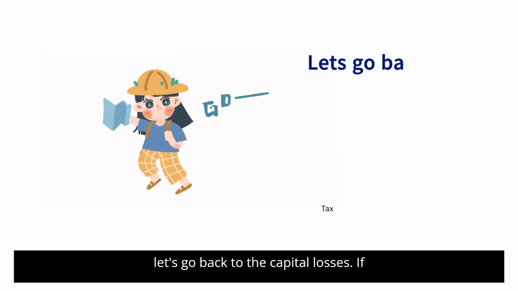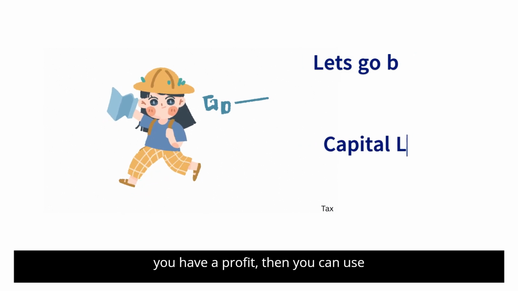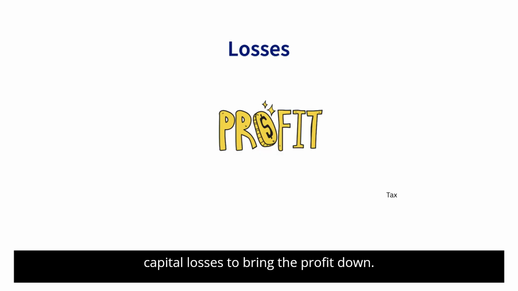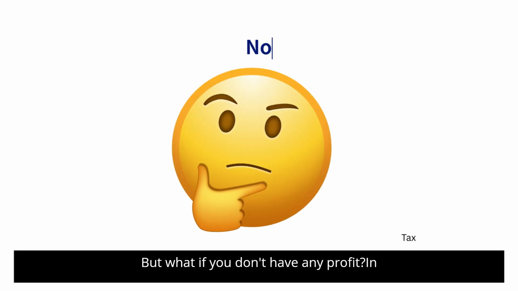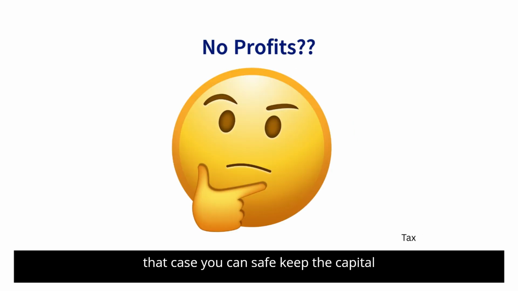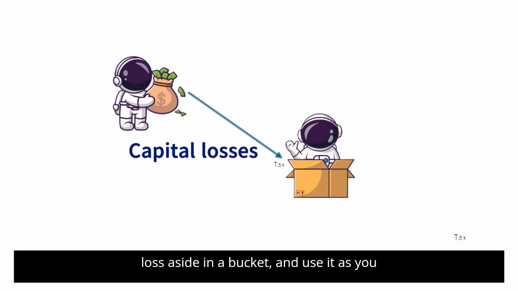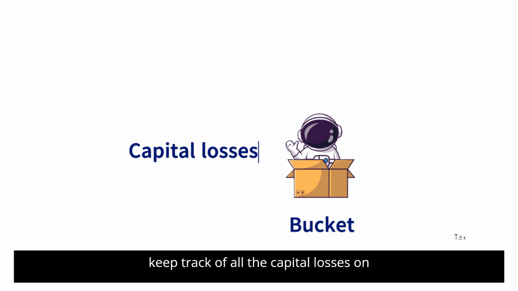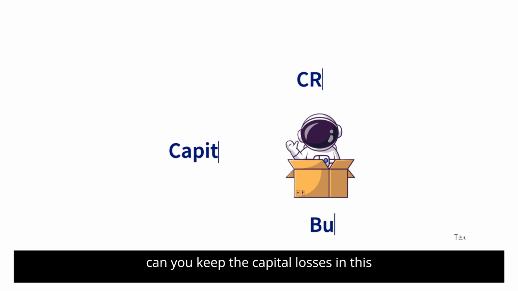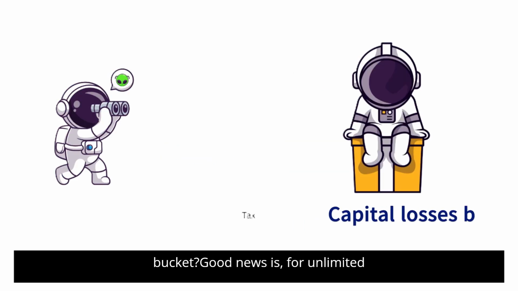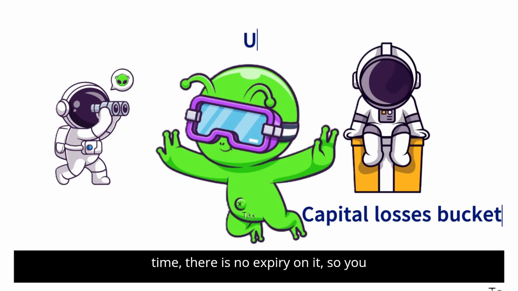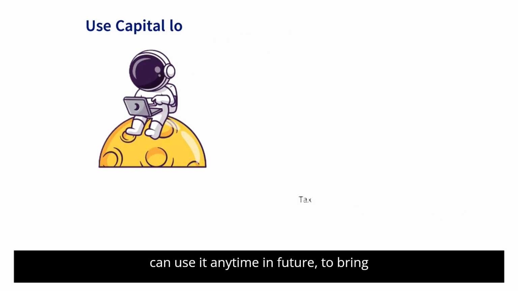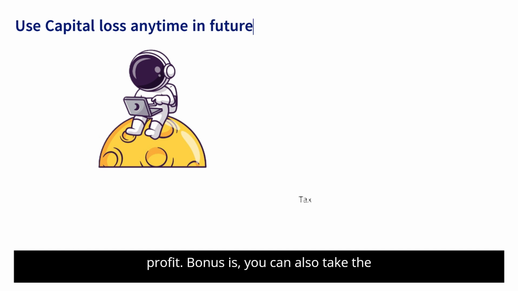Now let's go back to the capital losses. If you have a profit, then you can use capital losses to bring the profit down. But what if you don't have any profit? In that case, you can keep the capital loss aside in a bucket and use it as you need it. There is a bucket where you can keep track of all the capital losses on CRA website. Now, for how long can you keep the capital losses in this bucket? Good news is, for unlimited time, there is no expiry on it, so you can use it anytime in future to bring your taxes down whenever you have capital profit.